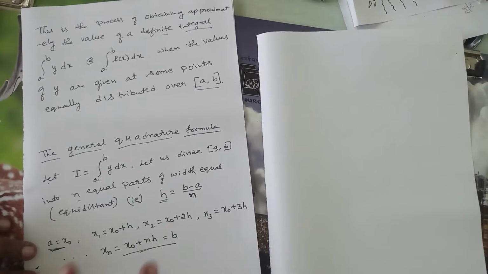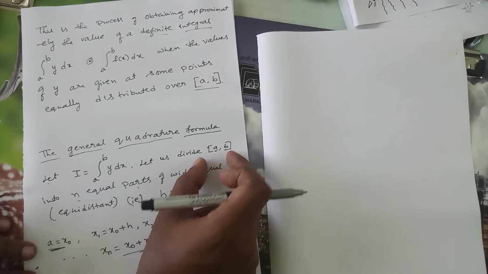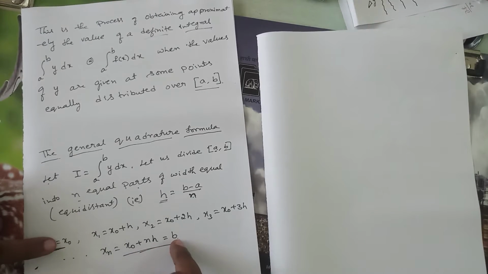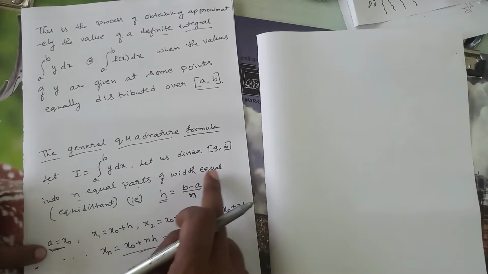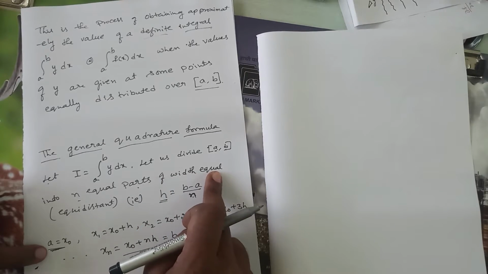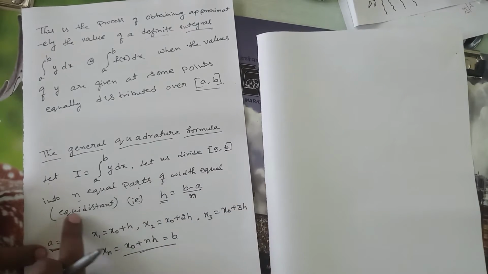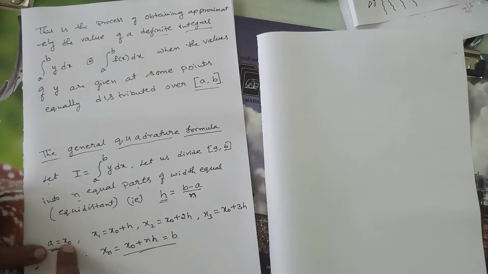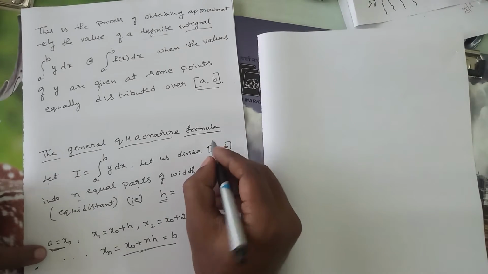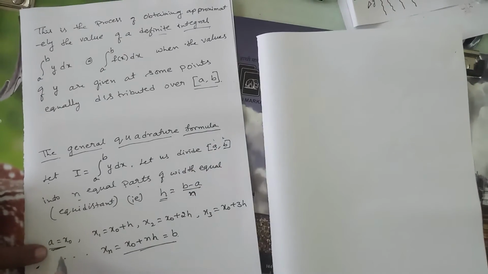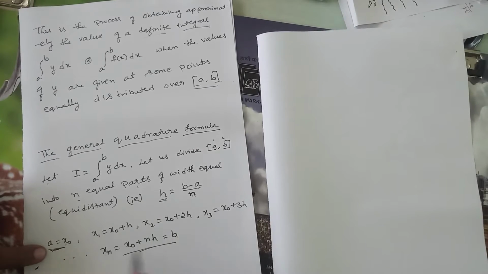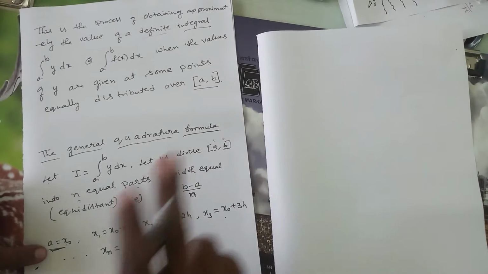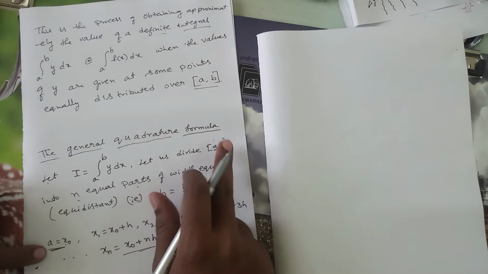That means whatever the given interval is, you'll get n equal parts, n equidistant, with equal width. It starts from a, and if you end with xn, you will get b. Suppose you have 1 comma 2: a starts from 1 and b ends with 2 only. You will not get 3. So remember.